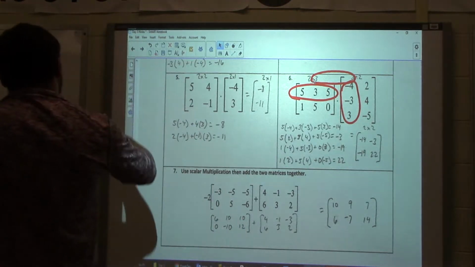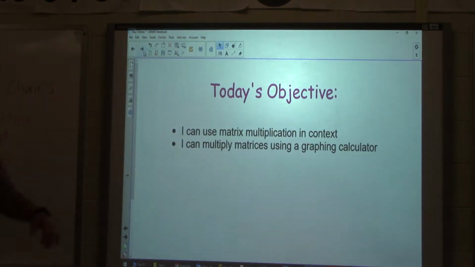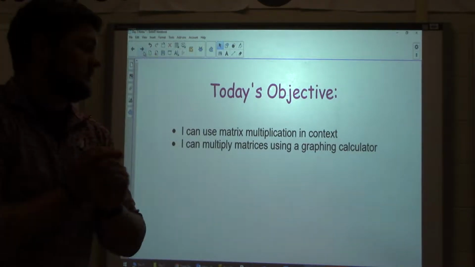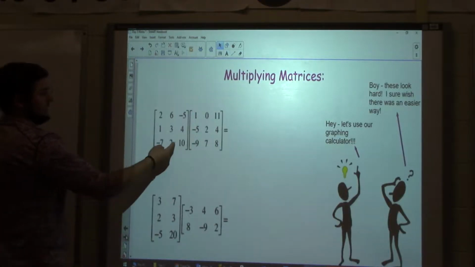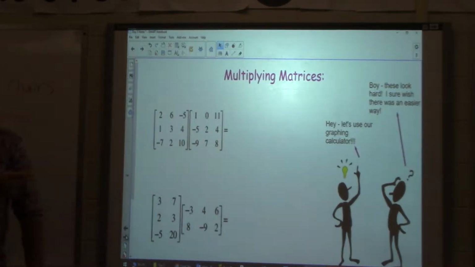Alright, so we've talked about adding and subtracting matrices, multiplying by a scalar, and multiplying matrices by hand. And now we're going to talk about using our calculator. Because there are some matrices, if you look at the first problem on there, like how many of you want to multiply a 3 by 3 by another 3 by 3 by hand? Probably not many. It's going to take you forever.